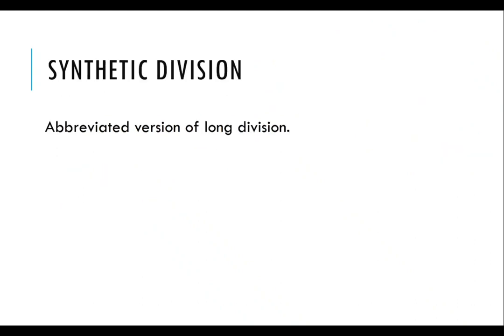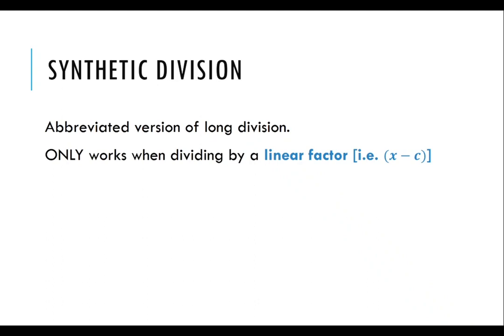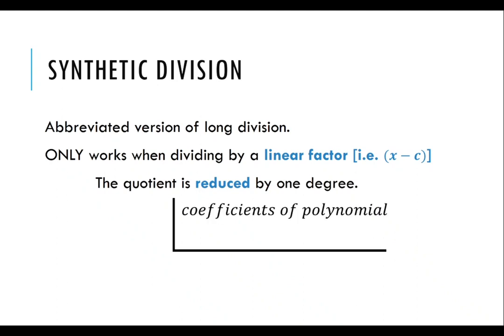Synthetic division is an abbreviated version of long division. Problem with synthetic division is it only works when dividing by a linear factor. Not only does it have to be a linear factor, but the leading coefficient should be 1. There's a way to manipulate it to make it work, but it gets a little tricky. Then our quotient is just going to be reduced by 1 degree from whatever our original polynomial was. And the way we're going to set this up, it's going to look like this. We're going to put the roots or the zeros here, and the coefficients of the polynomial here.